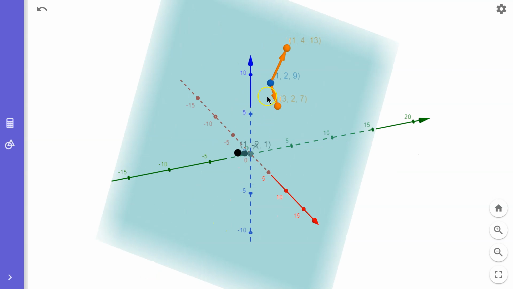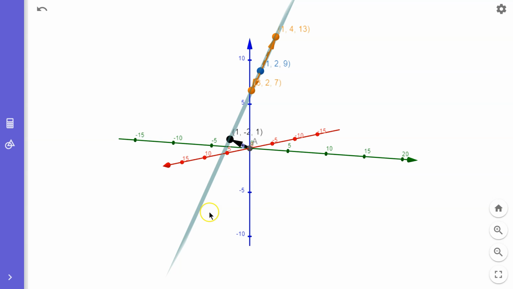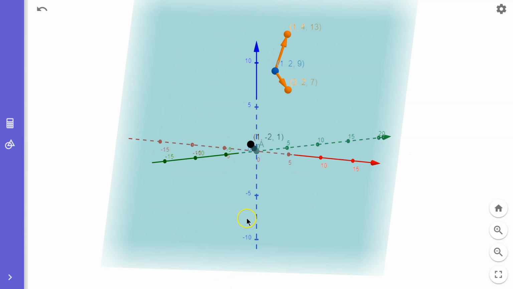The two orange vectors that we have seen earlier are this vector and this vector. Now how about this black vector here? This black vector, (1, negative 2, 1), is the normal vector to the plane. We can notice how this normal vector is perpendicular to my plane here.